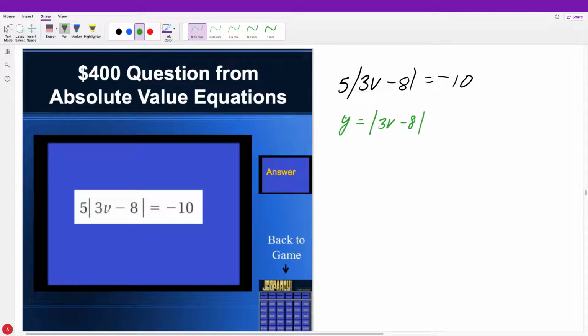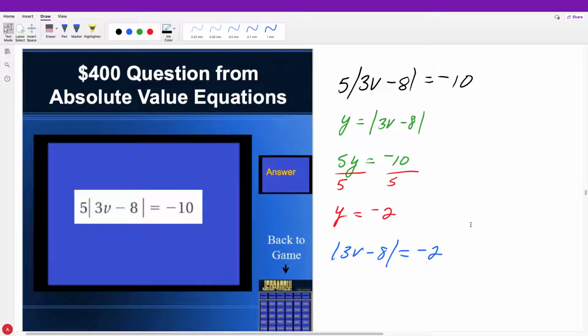So we can rewrite and say, well, y is going to be equal to the absolute value of 3v minus 8. And then we can say, well, 5y minus 10. How would I isolate that y? By dividing 5 from both sides, and now y is equal to negative 2. But remember, we created that variable y. So now we need to go back to the original context of the problem and substitute what we created for y and say, well, the absolute value of 3v minus 8 is now equal to negative 2.